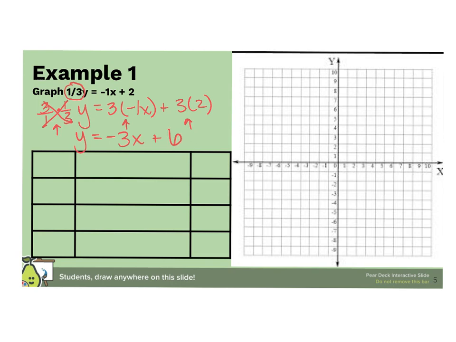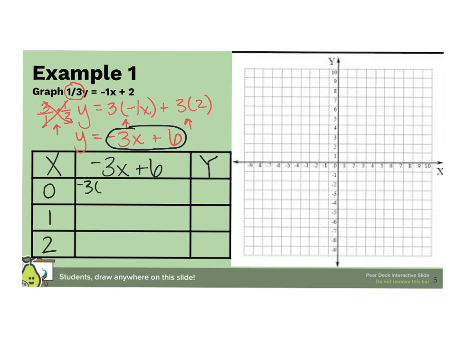Okay? So before we were dividing everything. This time, since it's a fraction, we multiplied everything. So now let's fill in our table. Labels x, y, the expression negative 3x plus 6. Pick our x values. We're all going to use the same ones. 0, 1, 2. Plug them in.